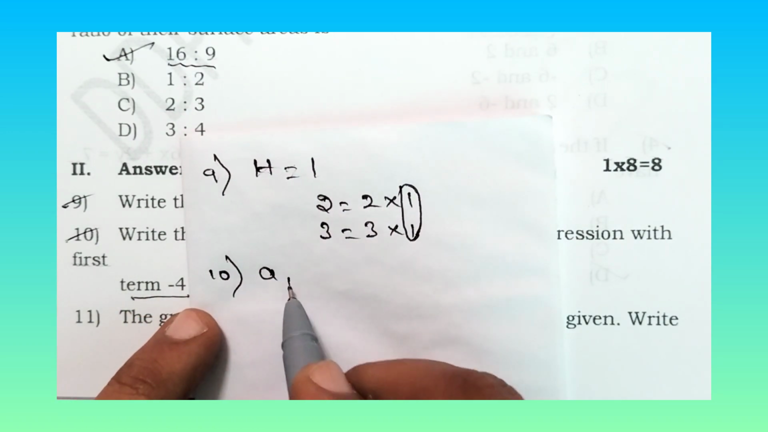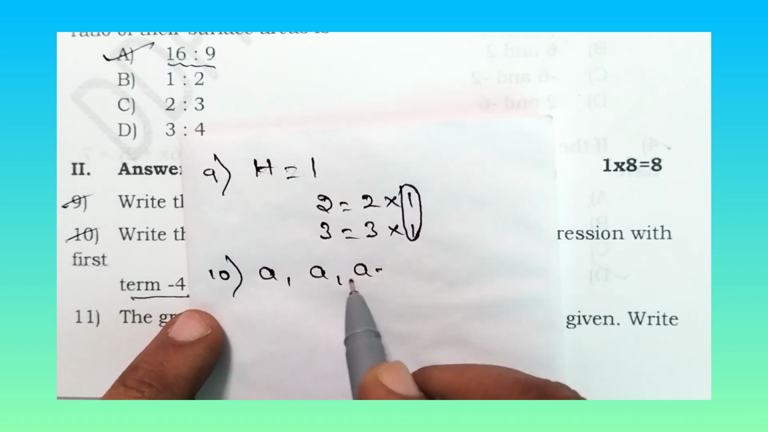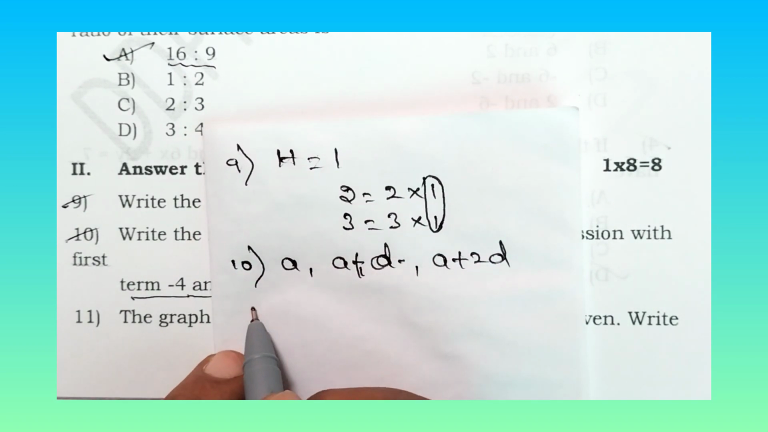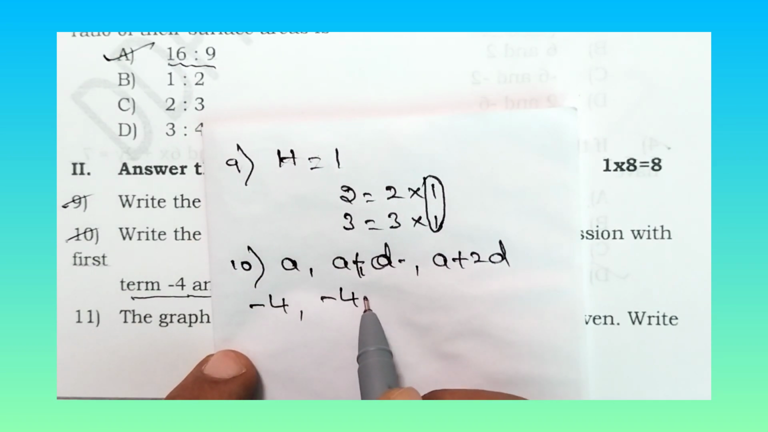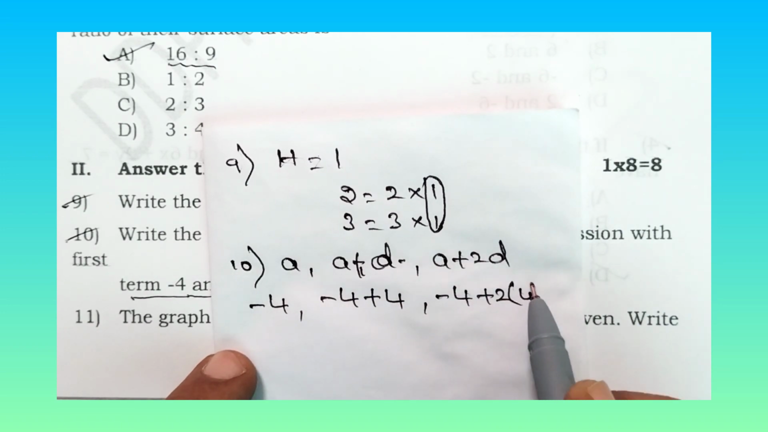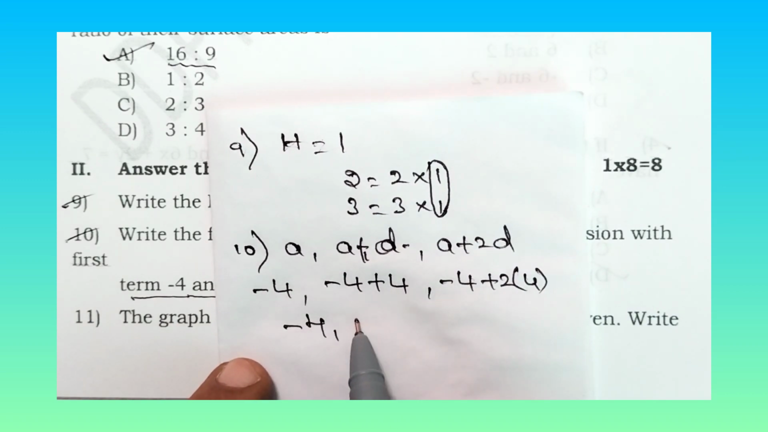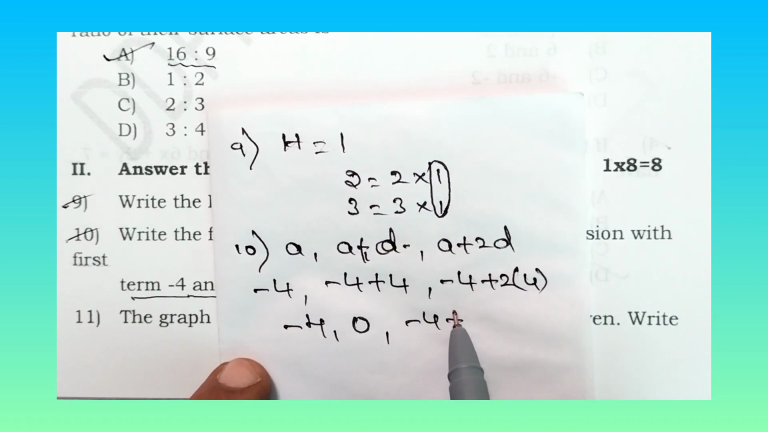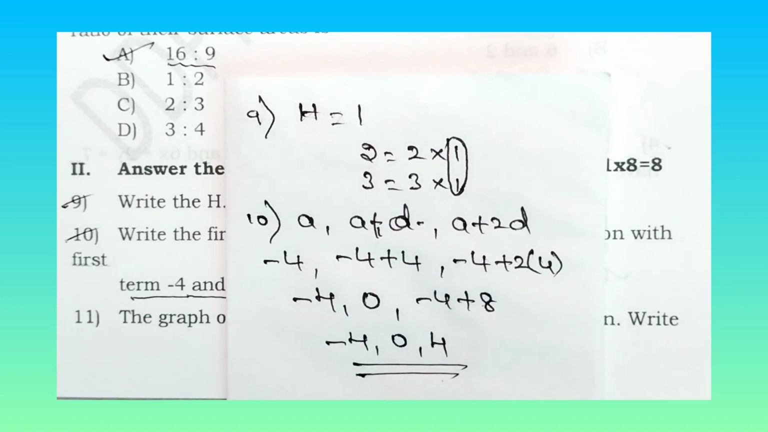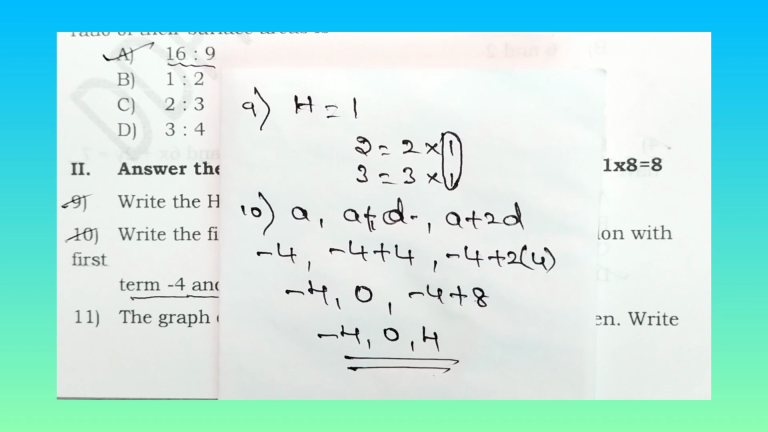The first three terms they have said: one is a, another is a plus d, another is a plus 2d. So a is -4, -4 plus d, which is 4, and -4 plus 2 into d, which is 4. So -4, then -4 plus 4 gives 0. So -4 plus 2 4s are 8. So -4, 0, -4 plus 8 is 4. Therefore, the first three terms of the AP are -4, 0, 4. So this is the solution for the 10th question.